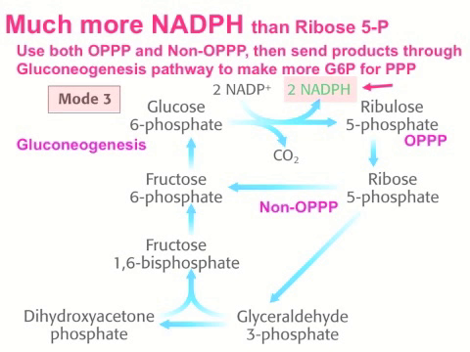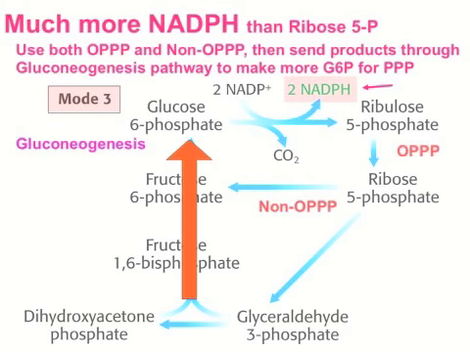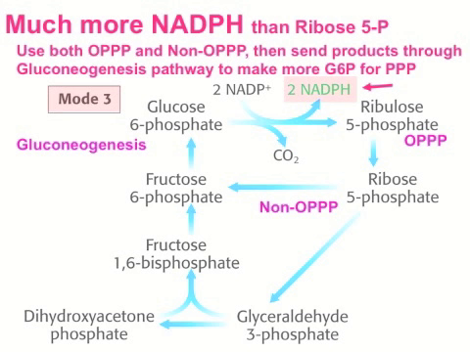Then once we get glyceraldehyde 3-phosphate and fructose 6-phosphate, we're going to send those back up gluconeogenesis to make more glucose 6-phosphate. So we're going to take glucose 6-phosphate and send that through the oxidative pentose phosphate pathway to make ribulose 5-phosphate. We're then going to take ribulose 5-phosphate and use that to make ribose 5-phosphate. We're going to use that in the non-oxidative pentose phosphate pathway to make fructose 6-phosphate and glyceraldehyde 3-phosphate. And we're going to send those up through gluconeogenesis to make more glucose 6-phosphate so that we can generate NADPH and ribose 5-phosphate.